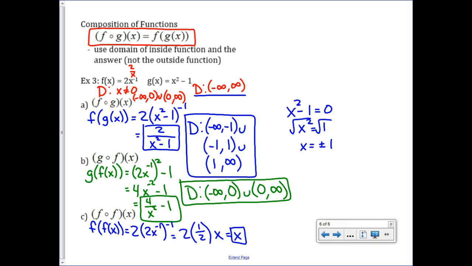So I have no restrictions there, but I have to use the restrictions from the inside function, which says x can't equal 0. So domain here is negative infinity up to 0, and then 0 to infinity.